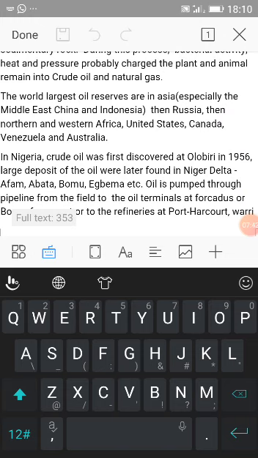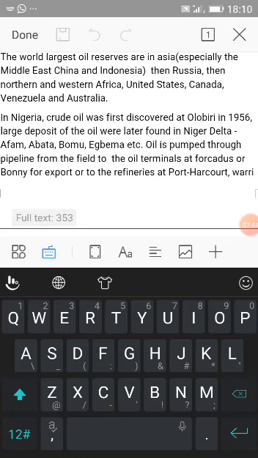Now, in Nigeria, crude oil was first discovered in Oloibiri, in Rivers State, in a local government called, if I could remember, Bori local government. Okay, Ogoni land. And it was discovered in Oloibiri in 1956. Large deposits of the oil were later found in the Niger Delta.